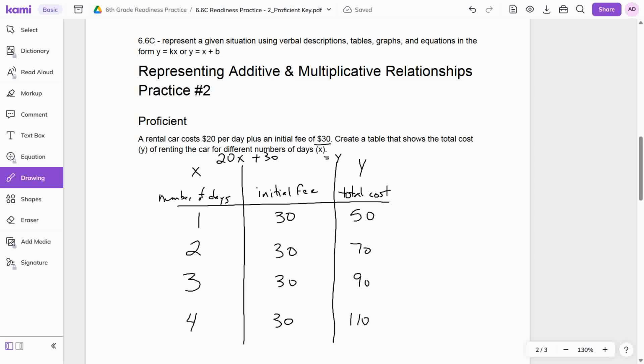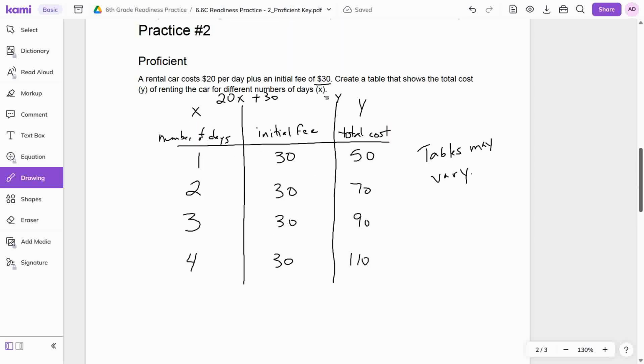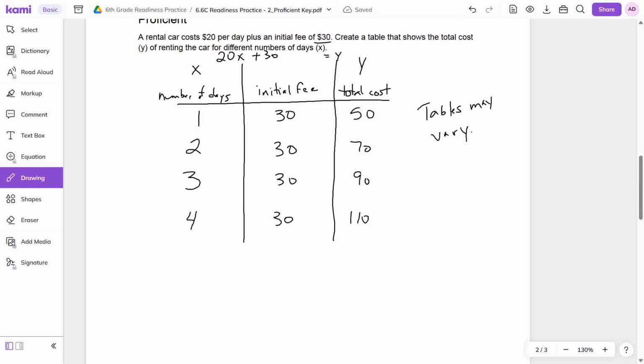Now your table might not have that initial fee. You might just have the x and the y. So tables may vary, but sometimes it's helpful to create that extra column in the middle when you have that constant, that initial fee that's not really changing. So day one is not just 20 bucks. I have to count the 20 bucks, that's the cost per day, plus that initial fee, that constant of 30.